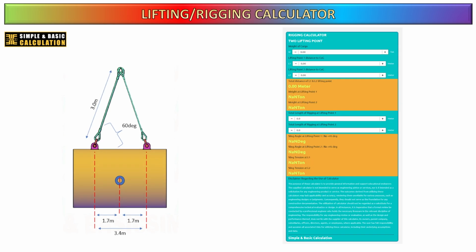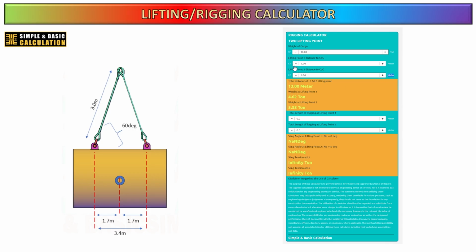Let's begin with the 2 lifting point calculator, which is the most common method used for lifting and rigging. This rigging calculator is not applicable for choke method and basket type rigging. Step 1. Input total load weight. Enter the weight of the object. This must include accessories such as shackles, pad eyes, and any attached equipment.